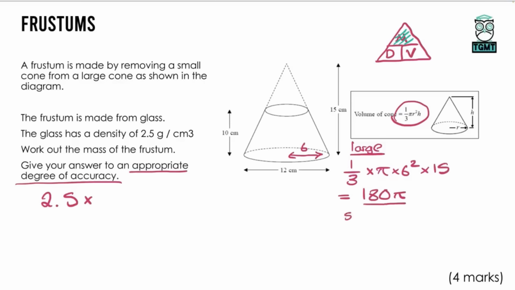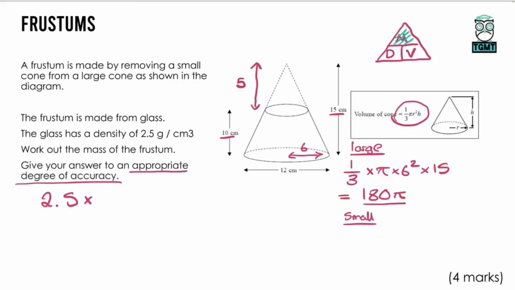I'm now going to look at the small cone, the one that's been chopped off the top. But the small cone does take a little bit more thought process. Now we can see the total was 15 and this little height is 10. So the height of the little cone is relatively nice to find. That's got a height of 5.